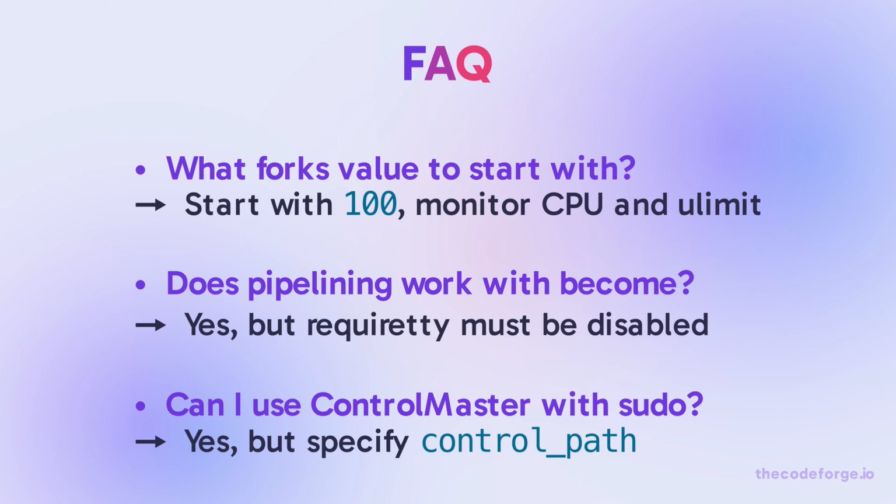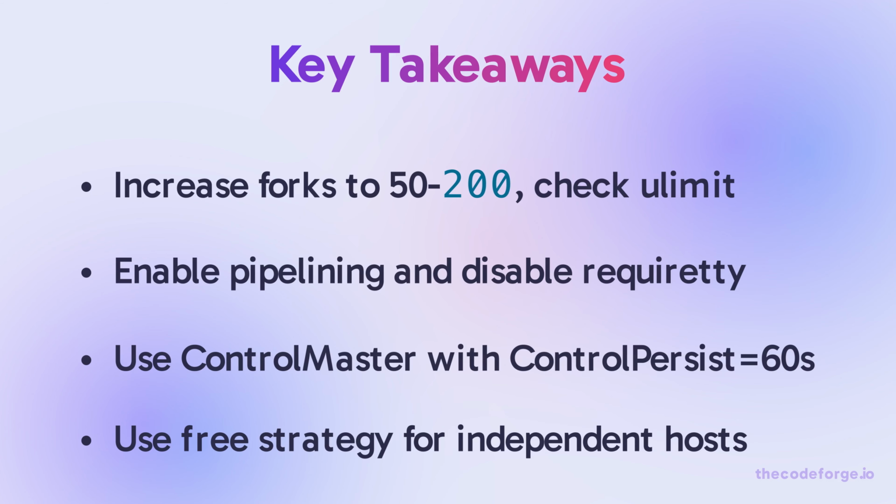And a few frequently asked questions. What forks value to start with? Start with 100, monitor CPU and ulimit. Does pipelining work with become? Yes, but requiretty must be disabled. Can I use ControlMaster with sudo? Yes, but specify ControlPath. To recap, increase forks based on controller capacity.